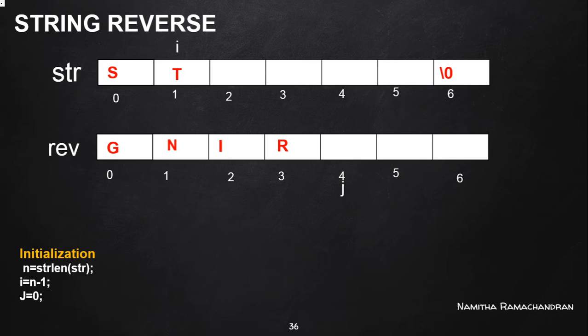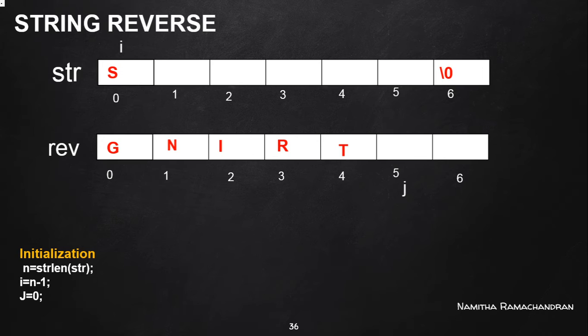Sorry, the condition is true actually. I is greater than 0. Okay, so continue copying. Increment j by 1, decrement i by 1. Now i is pointing to 0.